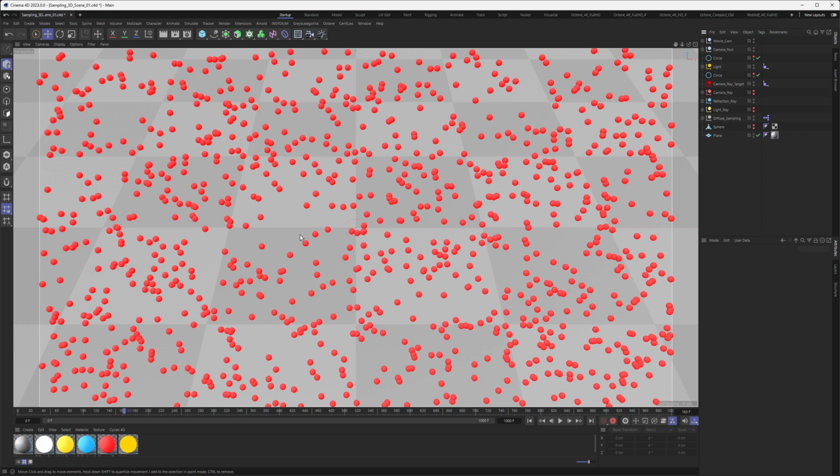So actually, there's a third pattern. This is basically a combination of the former two, of the grid and the randomness. We want to distribute our samples very uniformly without being a grid.